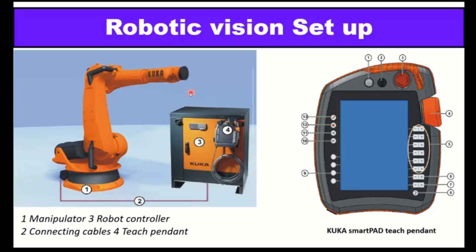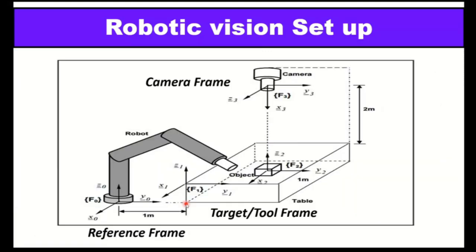These are some other examples, like this is how a smart pad teach pendant is there. This is a Kuka manipulator, the robot controller and how its leads are actually connected. Okay, now we turn to the actual engineering behind this camera and robotics.